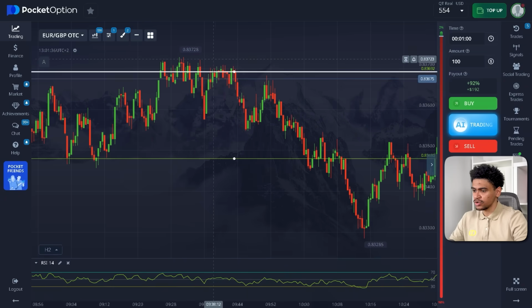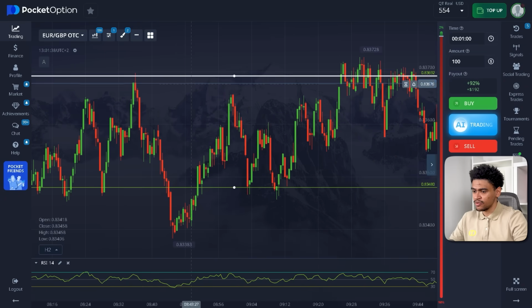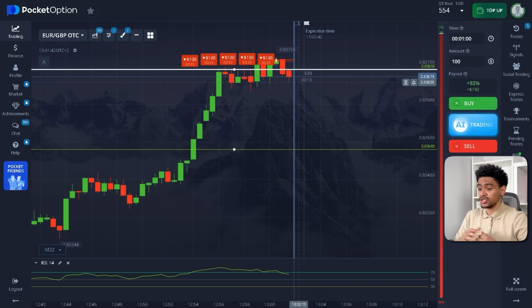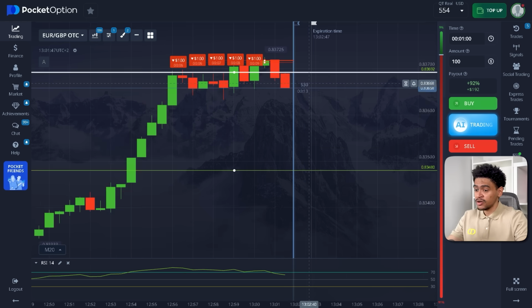And once I scrolled, I saw that here is the level that we are trading off, and because we're trading on 1 minute expiration time, we're able to react fast. And as you can see, the market reacted fast as well.